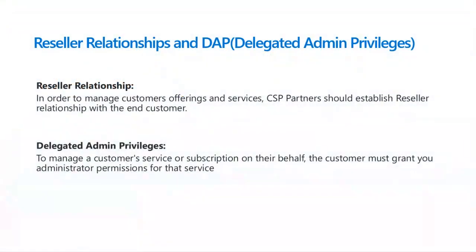To manage a customer service or subscription on behalf, you should establish the reseller relationship with the end customer tenant by sharing them the reseller relationship link and have it accepted by the global admin user of the customer tenant. The customer must grant you administrator permission to their services. To get administrator permissions from a customer, email them a reseller relationship request with the delegated admin permissions option selected.